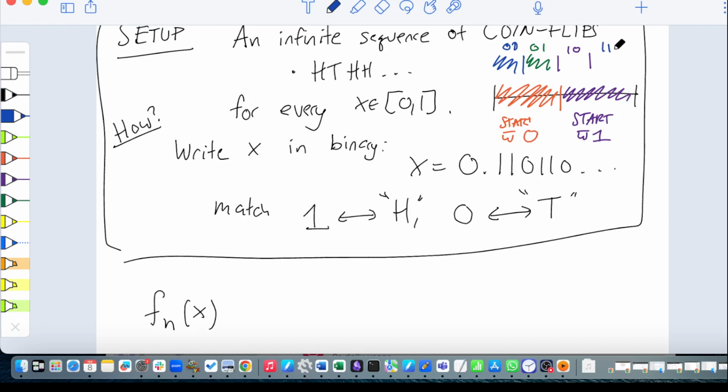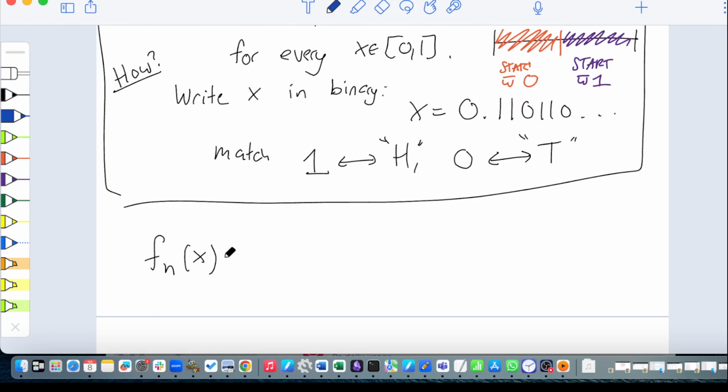Okay, so what is Fn of x? We're going to gamble. This is our gamble, our gamble payoffs. A gamble.